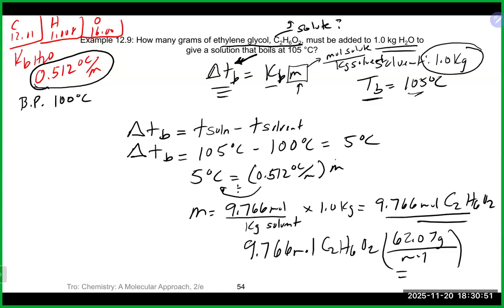And that is going to get us, 9.766 times that, looks like maybe 606 grams of our solute. Any questions on that particular one? So again, you can see that we can use some of this freezing point, boiling point information to figure out some different things along the way. Any questions on that? All right.